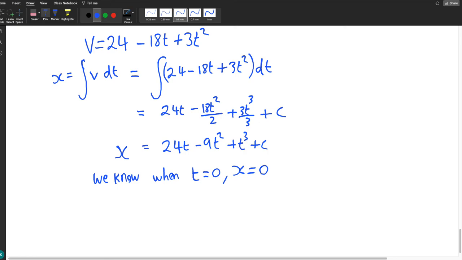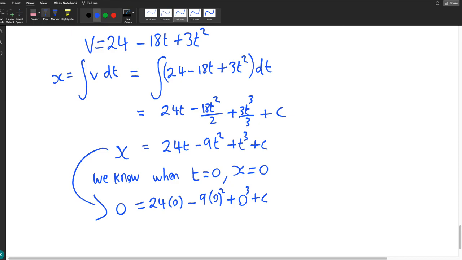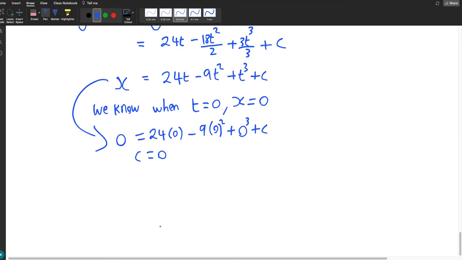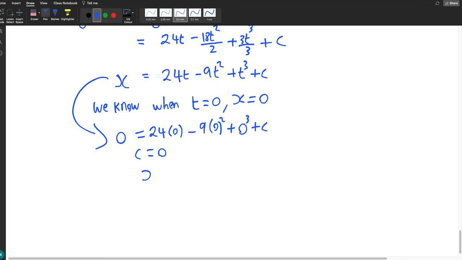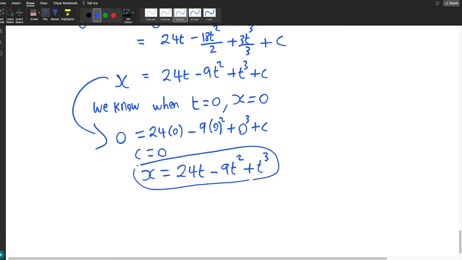We know that. So we substitute 0 equals 24 lots of 0 minus 9 lots of 0 squared plus 0 cubed plus c. We do this in order that we be able to work out the value of c. In this case, everything comes out to be 0, so we get that c equals 0. So therefore, our expression for displacement is simply x equals 24t minus 9t squared plus t cubed. That's the answer to the first part of the question.